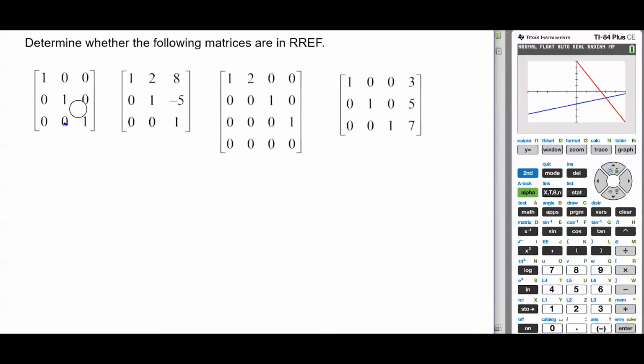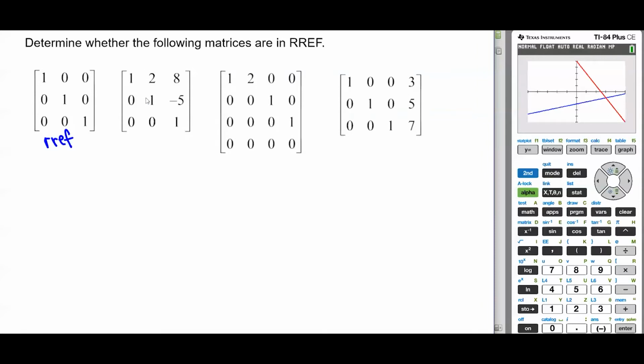And last, in a column that contains a leading 1, the other entries are zeros. And that's true here as well, right? In all 3 columns, we have leading 1s, and every other entry in the column that's not the leading 1 is a 0. So all this checks out. This first matrix is in RREF. This is reduced row echelon form.